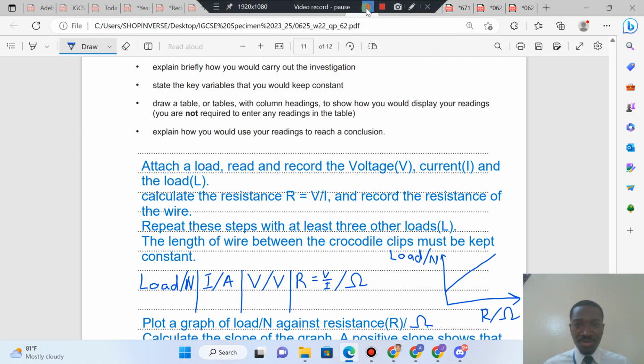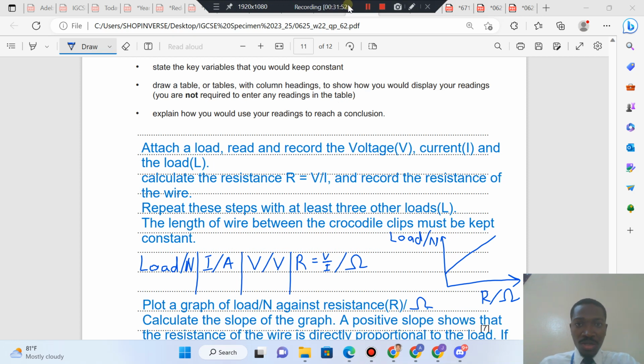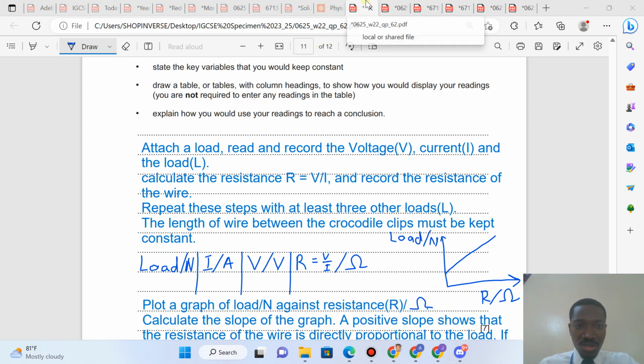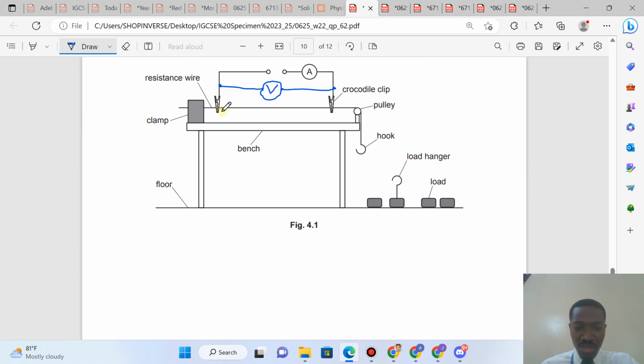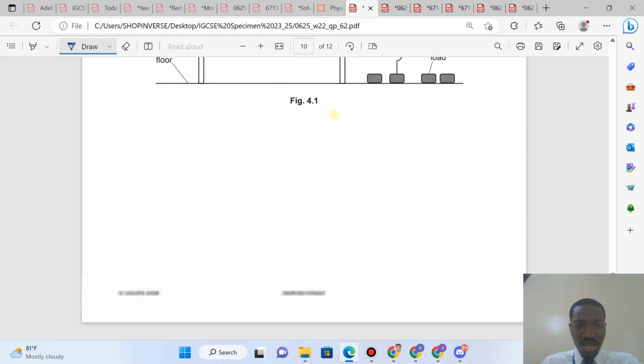What's the next thing you do? Repeat the values. I also say the length of the wire must be kept constant. This length from here to here must be kept constant. You must not move it to the right or move it to the left. The length of wire must be kept constant throughout your experiment. I mistakenly erased some part of this diagram. So the length from here to here must be kept constant throughout your experiment. Otherwise, you get wrong values, erroneous values.